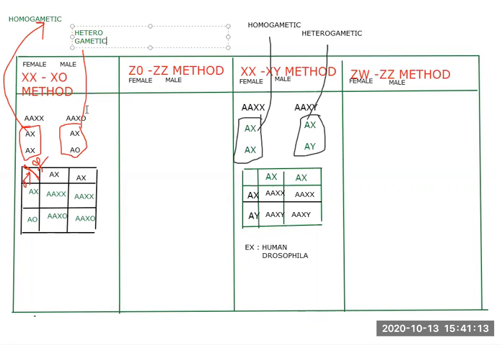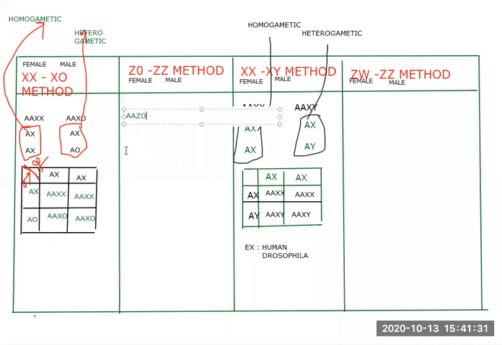Okay. ZO, ZZ method. Actually, this is even called XA. You can use that, but to avoid confusion, we write it like this: ZO, ZZ. That means XO, XX. To avoid the confusion, they did it like so.